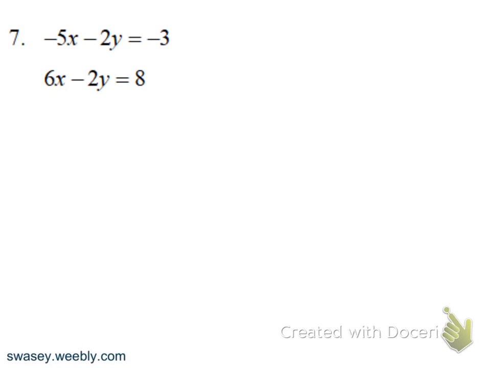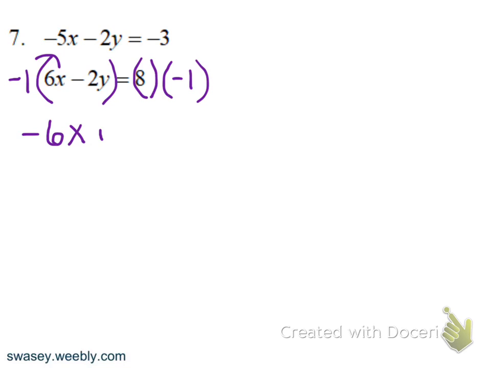On 7, we do not have opposite coefficients, but we do have the same coefficients. So we're going to multiply one of our equations by negative 1. That'll change every sign in that equation, and then we'll be ready to add them together. So we're changing every sign. And now I'm just going to write the top one below it.